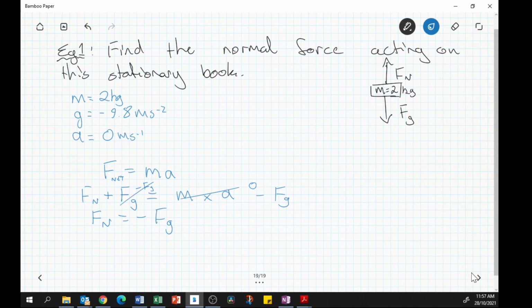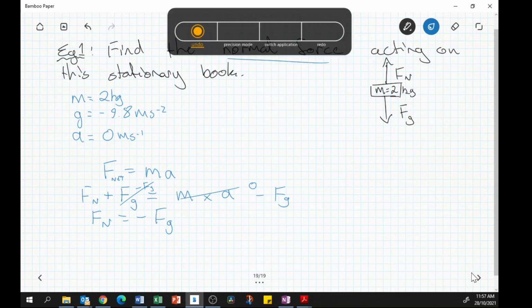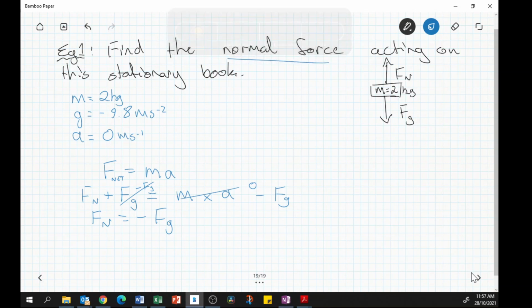Everyone fine with that? A little bit of algebra? Cool? So we know that the normal force, which is what we're looking for, by the way, is equal to the negative of the force of gravity. So what is the force due to gravity? Well, force due to gravity, Fg, is mg. Yeah, because F equals ma. The force due to gravity is just equal to the mass times its acceleration. Its acceleration due to gravity is negative 9.8.